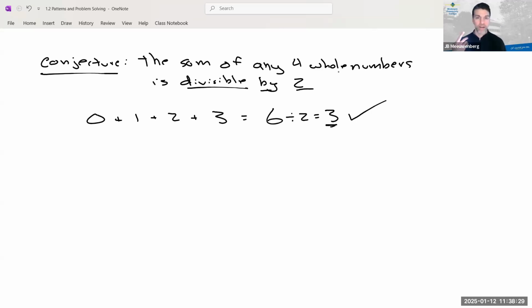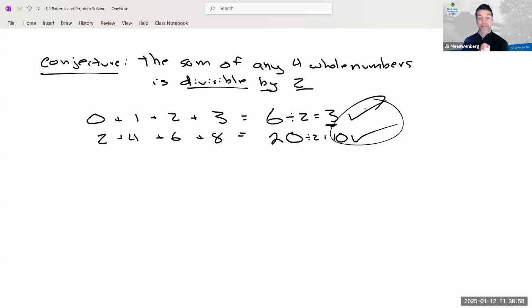Okay, does that mean our conjecture is true? No, we only just found one example that worked. Let's try another one. I didn't say they had to be consecutive, did I? No. Let's try 2 plus 4 plus 6 plus 8. Well, that's going to add up to 20. Is that divisible by 2? Yeah, I got a nice whole number 10, so that checks out. What we're really doing is we're not trying to find things that support our conjecture. We're trying to find something that disproves it.